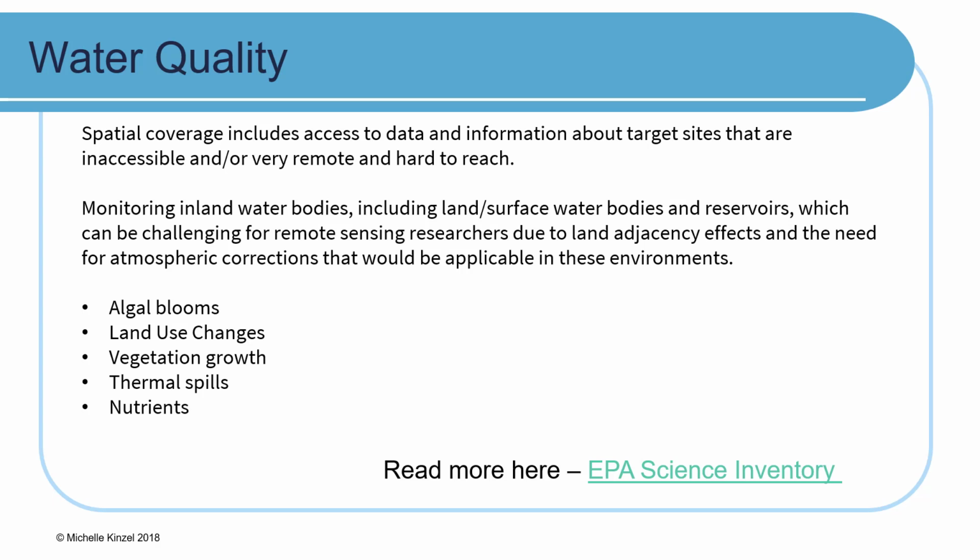When we talk about water quality, you can look at spatial coverage to include access to data and information about target sites that are inaccessible and or remote and hard to reach. You can monitor inland water bodies, including land surface water bodies and reservoirs. This can be challenging due to land adjacency effects and the need for atmospheric corrections that would be applicable in these environments. So some main topics are algal blooms, land use changes, vegetation growth, thermal spills, and nutrients.